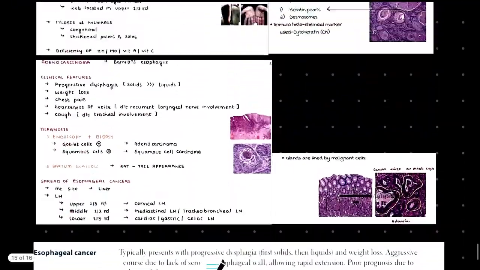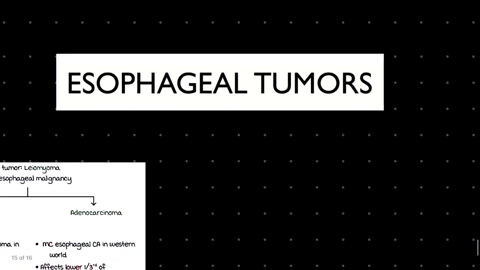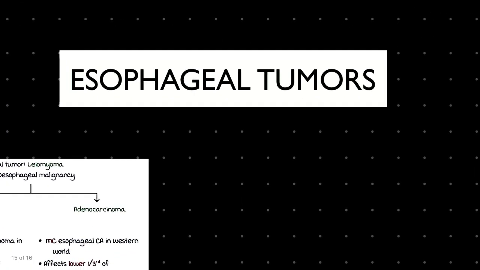Okay, so the first thing that comes to our mind whenever we are talking about tumor is that there are two types of tumor, that is benign and another is malignant, right? Now here, talking about the benign tumor of esophagus, the most common benign tumor of esophagus is leiomyoma. And what is this leiomyoma? It is the benign tumor that has smooth muscle origin, right?